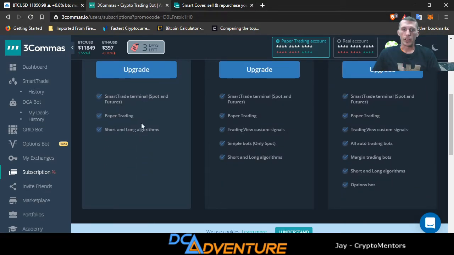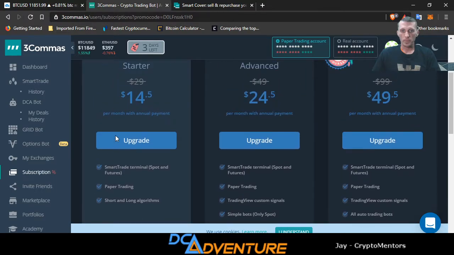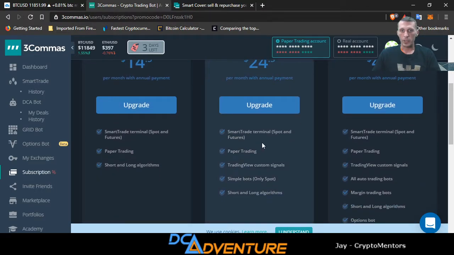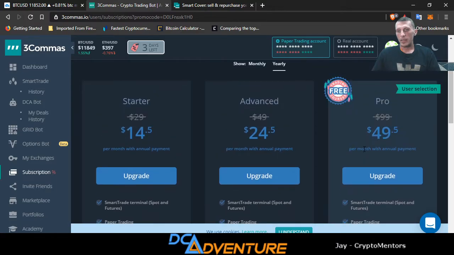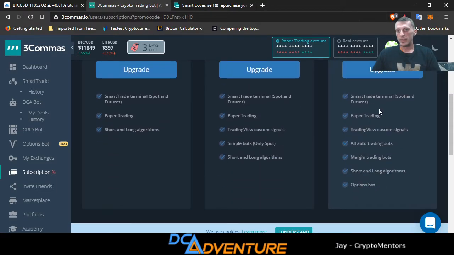Now your starter subscription, you only get the smart trade terminal, spot and futures, paper trading, short and long algorithms. Advanced, you're going to get the smart trade, paper trade, TradingView custom signals, simple bots, only spot, short and long algorithms. And Pro, you're looking at the smart trade terminal, paper trading, TradingView custom signals, all auto trading bots, margin trading bots, short and long algorithms, and options bot.